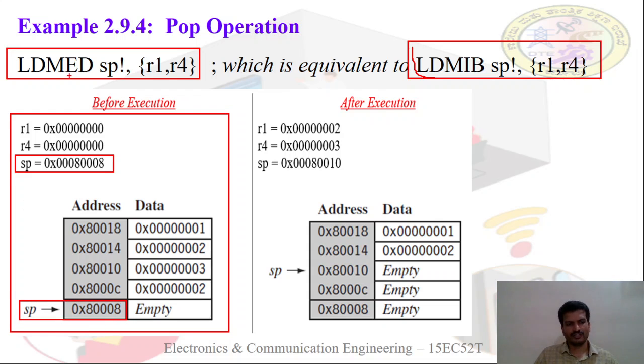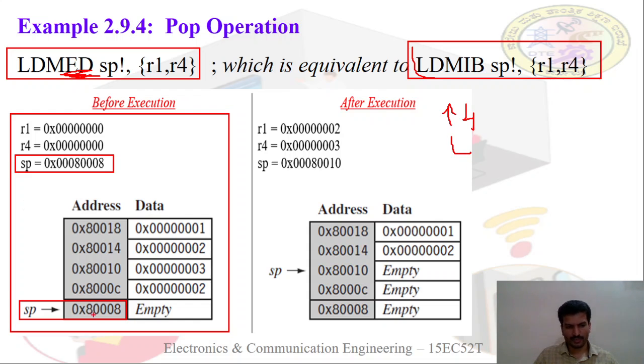So here we have taken ED addressing mode. So empty, empty location. So now the SP is pointing to an empty location. So what will happen after execution, LDM ED or LDM IB? So LDM IB. IB means increment address by 4 before load. So first it will increment the address by 4, then it will load.